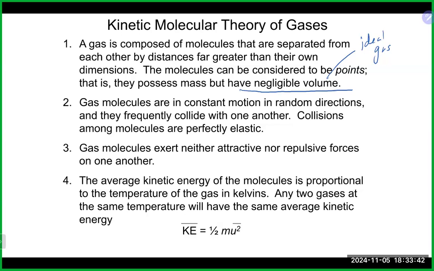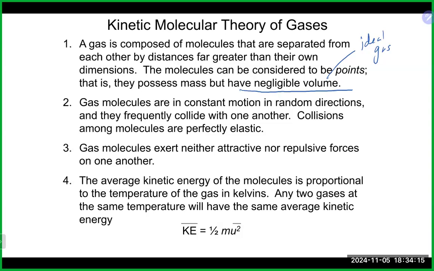So what's more important in those situations is actually the volume of the container. That's why if you look at a lot of problems that we come across, they talk about the volume of the container rather than the volume of the gas itself. And that's one of the things that we assume in an ideal situation. Gas molecules are in constant motion and they frequently collide with one another. These collisions are perfectly elastic, which means they just bounce off of each other. Nothing slows anybody down or anything like that.